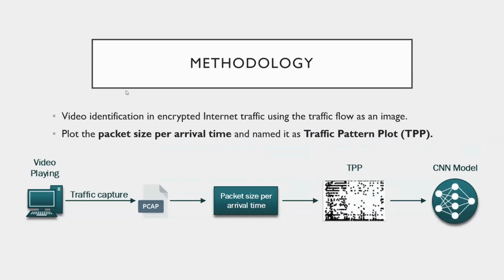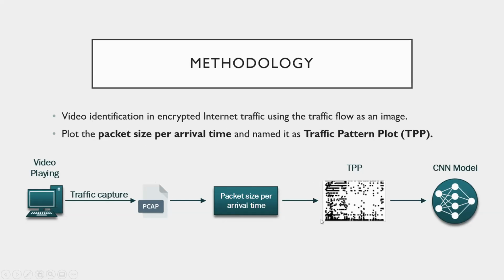So what is the methodology that we have used? Like I mentioned before, we are trying to identify videos, but not just take the video as a whole; we take the traffic flow as an image. If you follow my cursor, we have a video being played on a computer. As you might be aware, everything on the internet is stored in packets, right? So we take packet size per arrival time and store it in a packet capture file. This allows us to store this information and plot it, a traffic pattern plot, TPP, we call it.